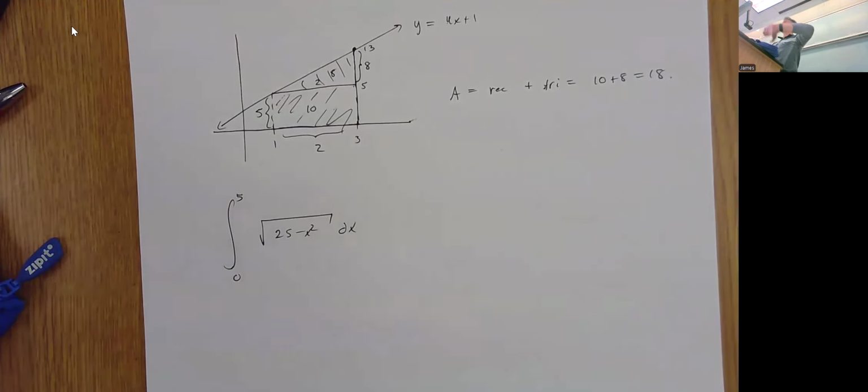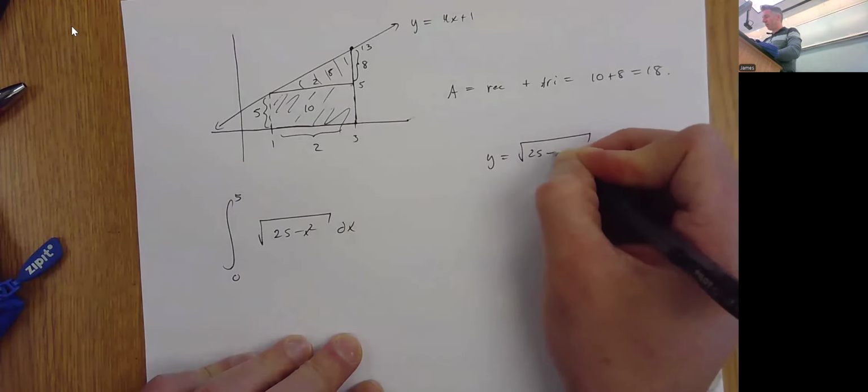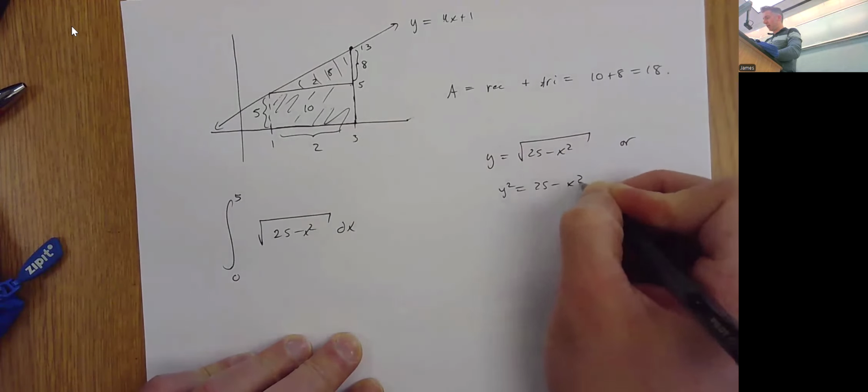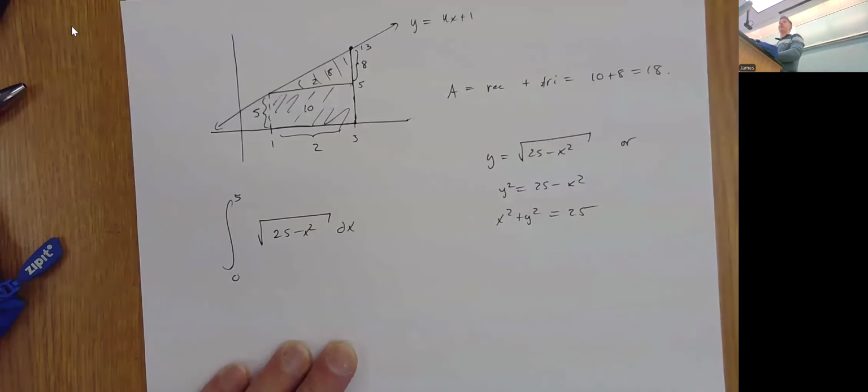It requires a method called trig substitution. But you don't have to be able to integrate it because they didn't say integrate. They said find the area. And I know what shape that is. That shape, y equals the square root of 25 minus x squared, or if you square both sides and add x squared over here, is the top half of a circle of radius 5.